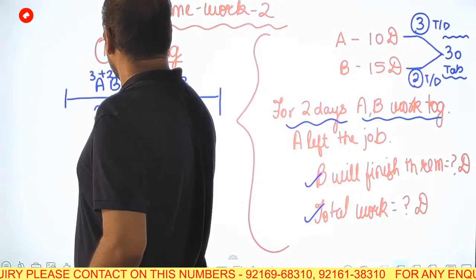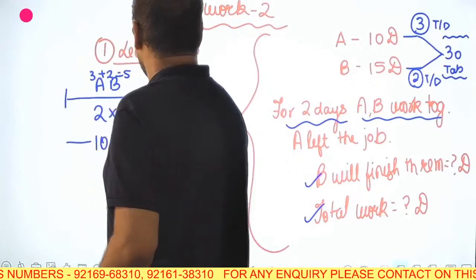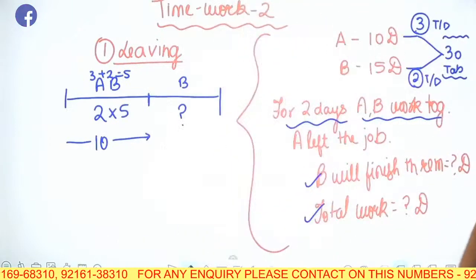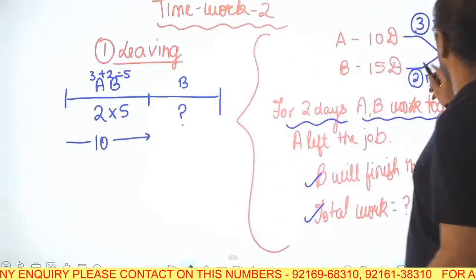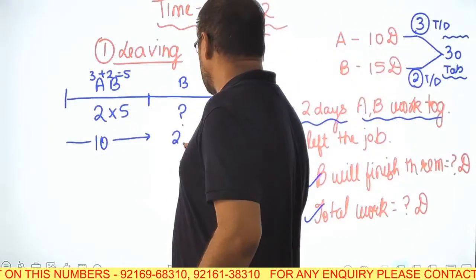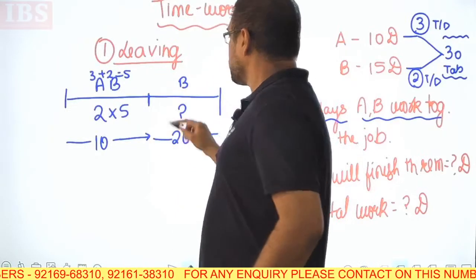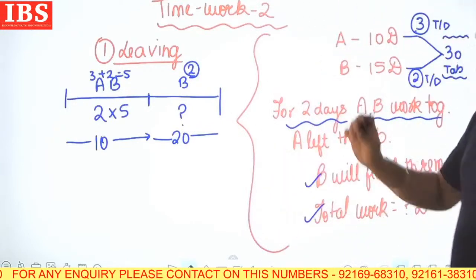So in 2 days they will make a total of 10 tables. At this point of time, 10 tables are made out of the total 30 tables. So out of 30, 10 are made, so 20 are left. So 20 has to be made by B, who makes 2 tables every day.